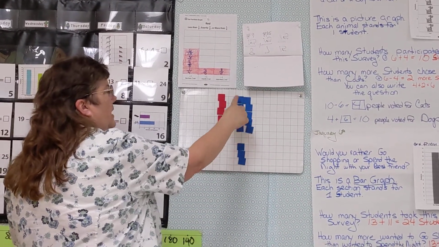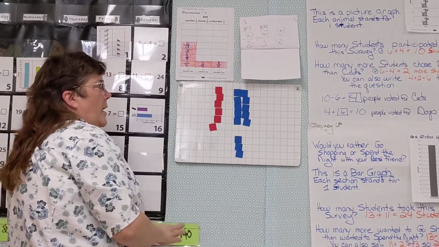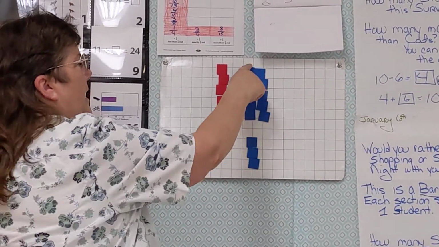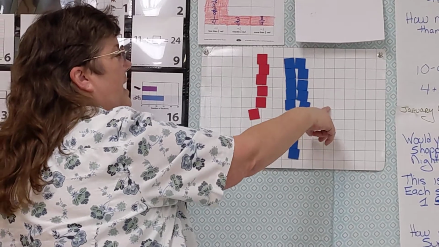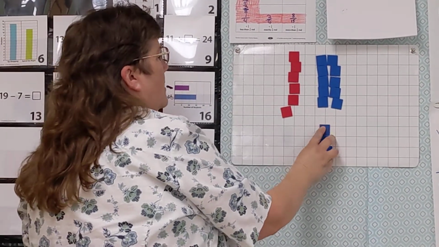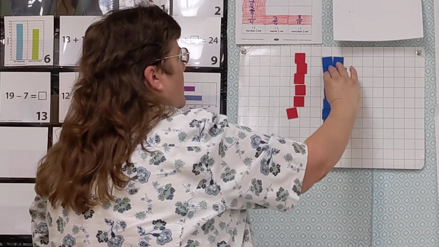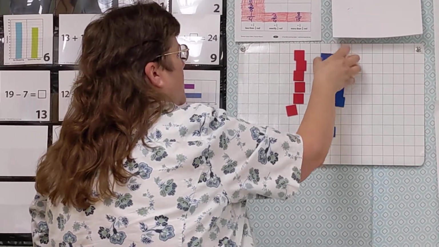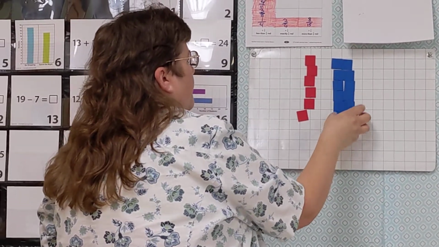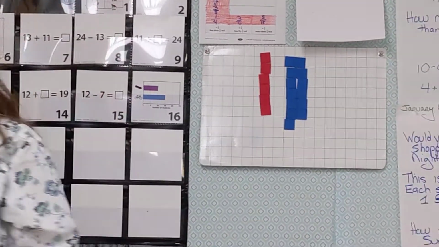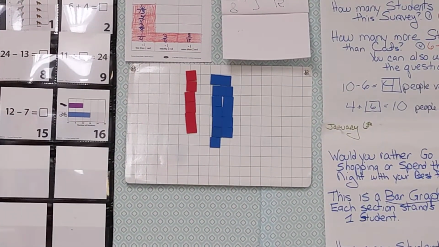What was I doing here? Why did I have those in 2 lines instead of 1 line? Because I know that 5 plus 5 is 10. So I was grouping 10 and then counting on. But I think I'm going to have to leave it in 2 lines. There we go. Let me get my marker.